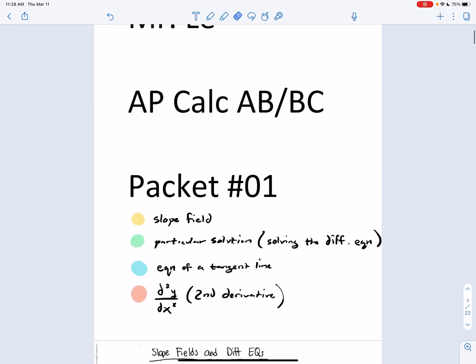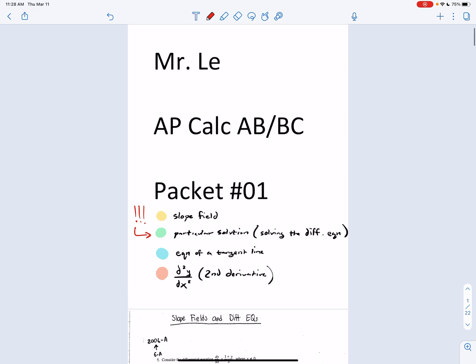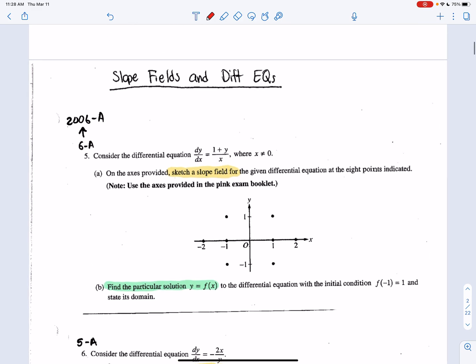All right, so in this video, we're focusing on finding the particular solution. This is probably the most important one because it offers you the majority of your points, okay? So I want you guys to take a look here. So in 2006, finding the particular solution is in part B.